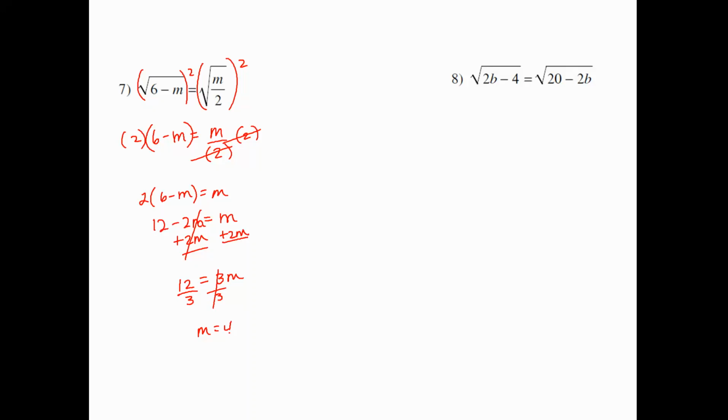m equals 4. And before I say it's a solution, I have to check that it is. So we've got to plug it back in. Square root of 6 minus 4. Does that equal the square root of 4 over 2? What's 6 minus 4? 2. What's 4 divided by 2? 2. All right, yeah, it's equal. So this is a solution.